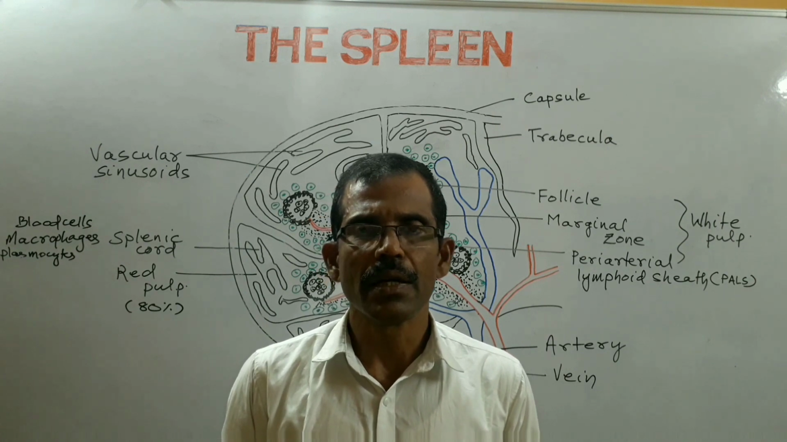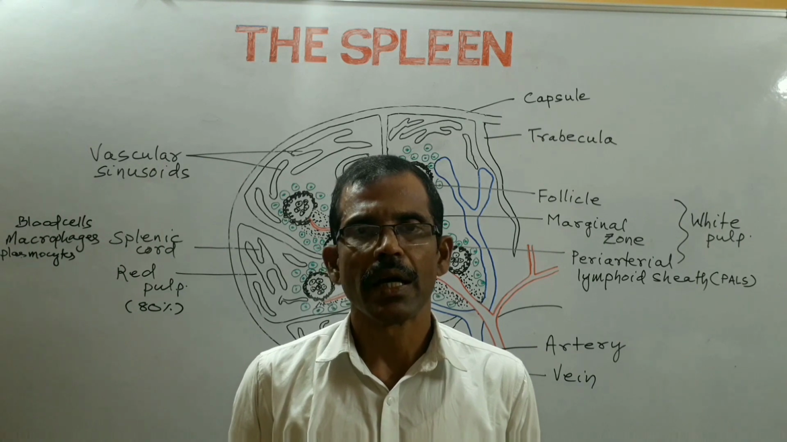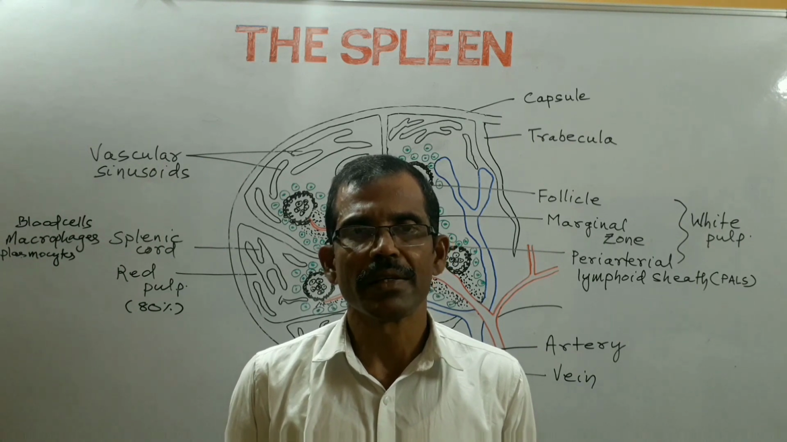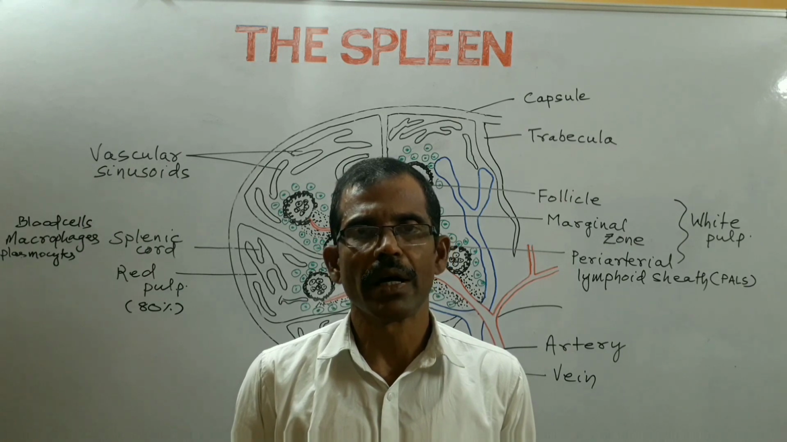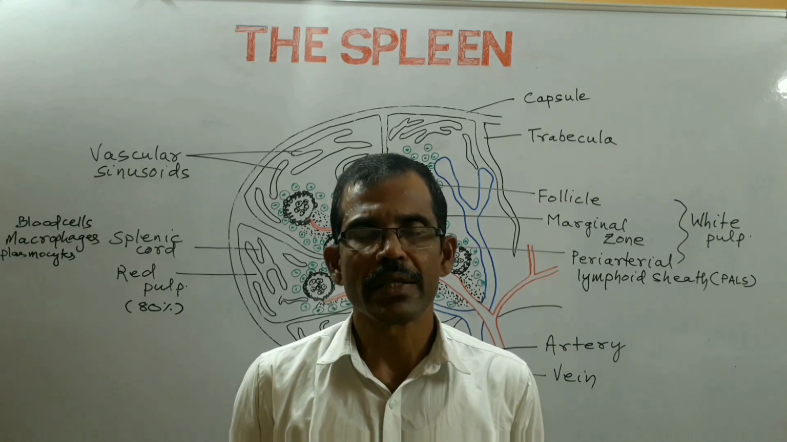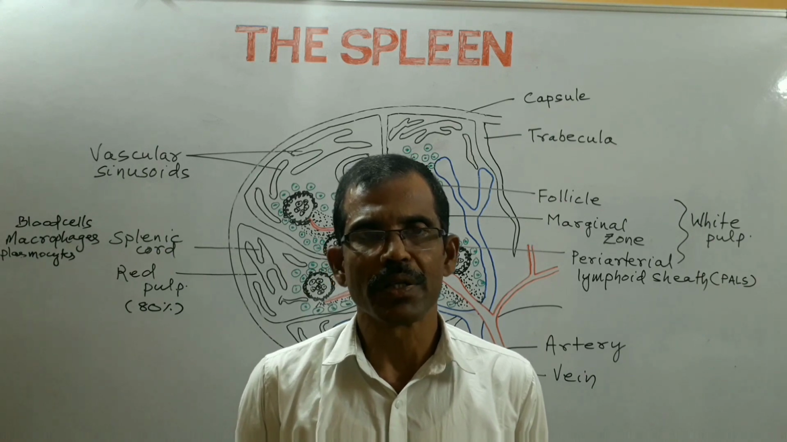The secondary lymphoid follicle differs from the primary follicle in having a germinal center. The germinal center is the site where the B lymphocytes acquire the ability to produce antibodies.